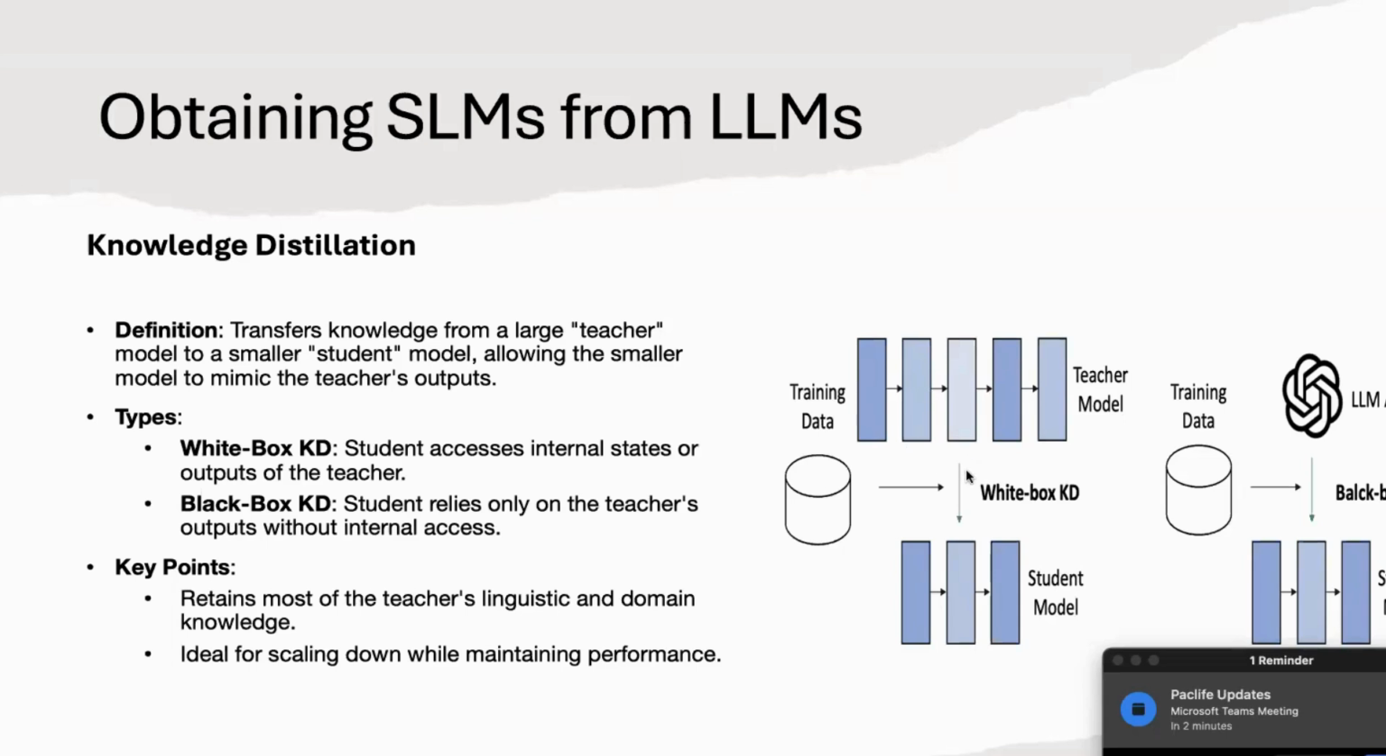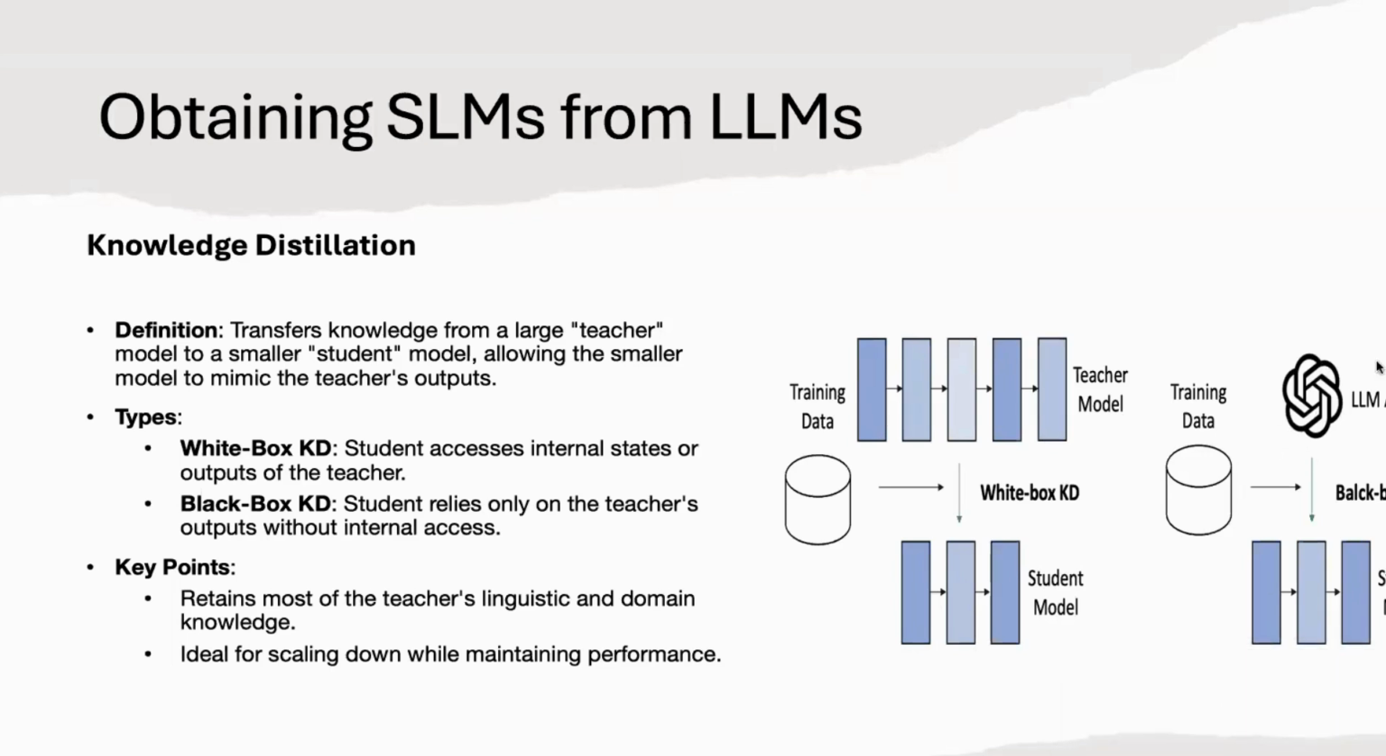When I say internal states, it means different activations, different layers within your model, and all of it. Whereas black box knowledge distillation is where your LLM, like ChatGPT, provides the training data, and your student model just learns that data all by itself. It's the same process, but one has access to the internal states of your model, and the other has the training data generated from these LLMs, and then the student model learns that.